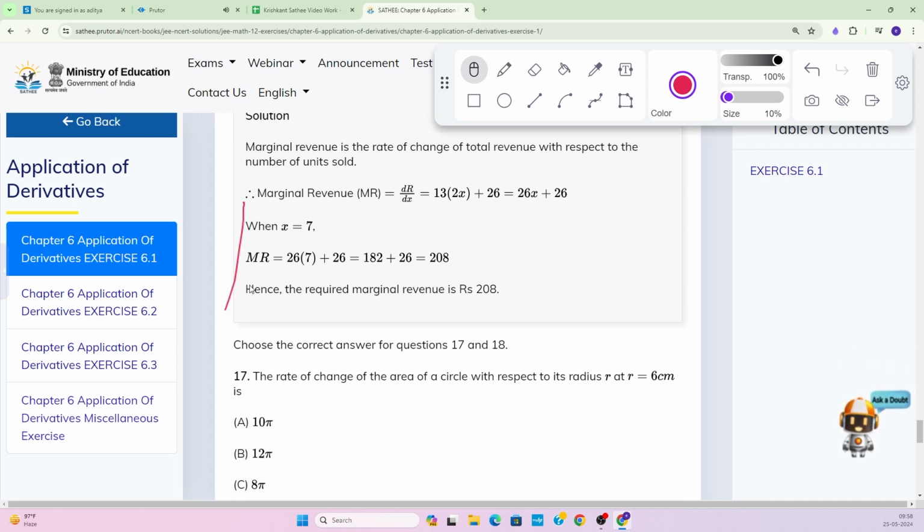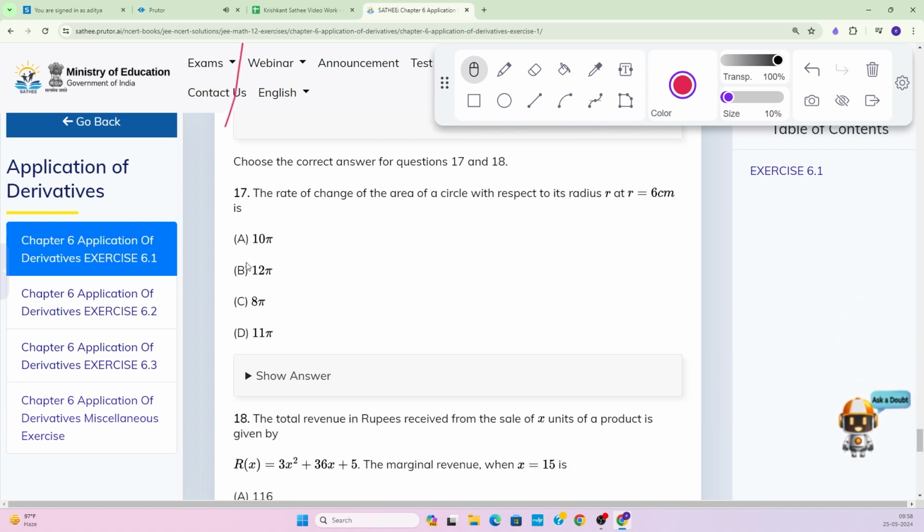So problem 17. Okay, now the rate of change of the area of a circle with respect to its radius r at r equals 6 centimeters is what? So first of all, let us observe the question and what is being asked, what is given. Let's write them aside. The rate of change of area of a circle with respect to its radius. So we want dA by dr. Okay, we want this thing.